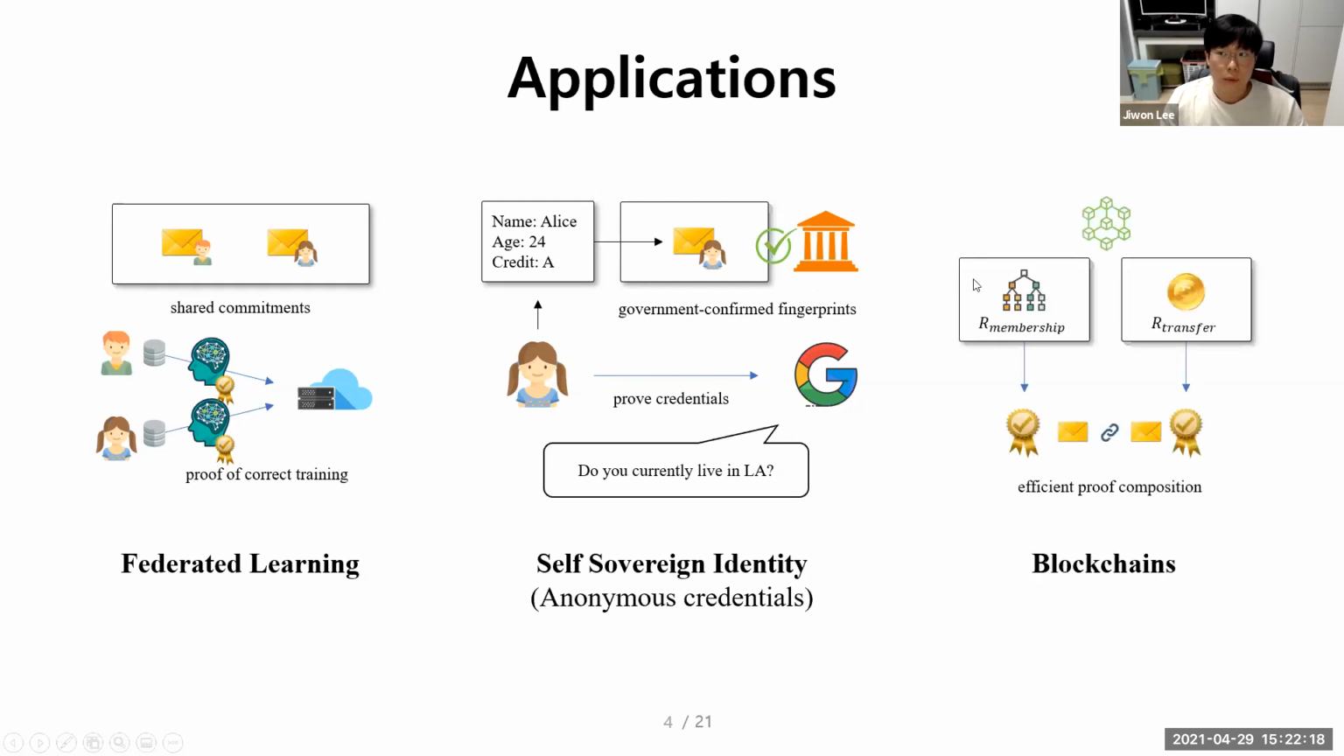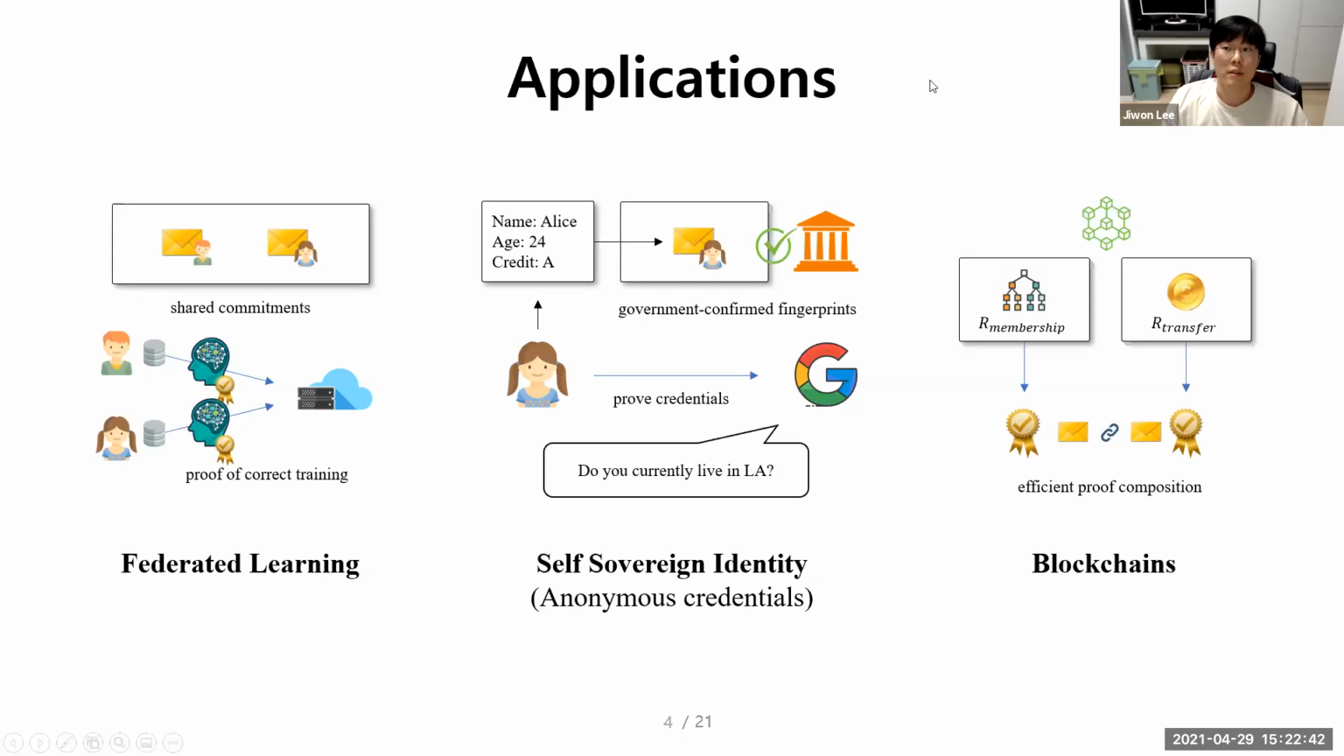And the other one would be, of course, our favorite popular application, the blockchain. In the blockchain, there are a lot of situations where we want to prove something in the circuit. And let's say we are transferring an anonymous coin, we can do some modular composition by using different proof systems for membership and the transferring of the coin, and then use CommitImprove for the efficient proof composition.